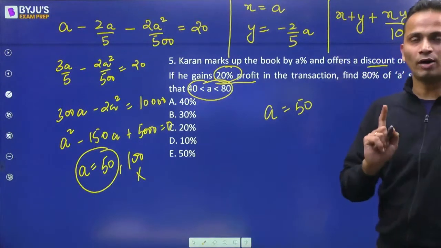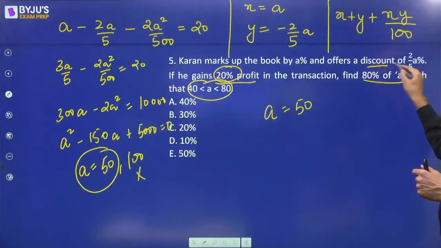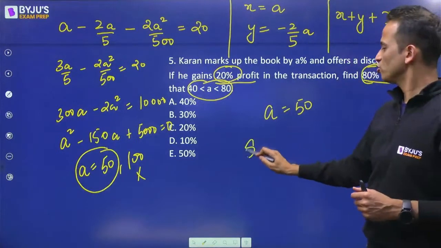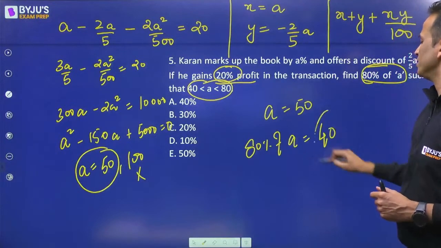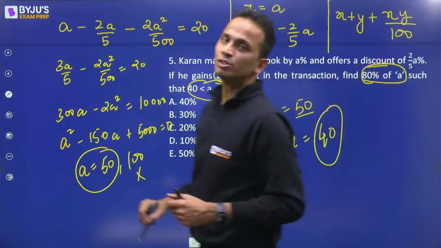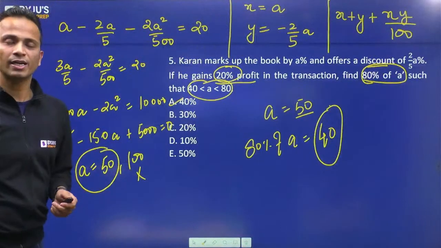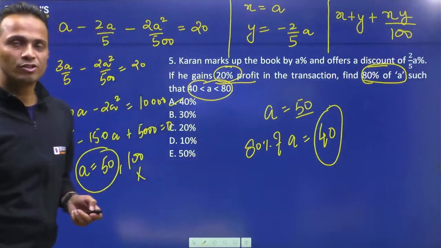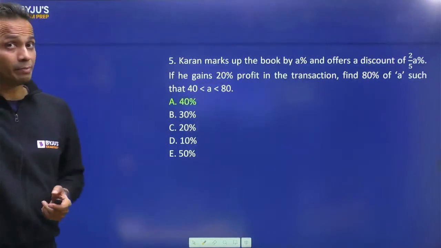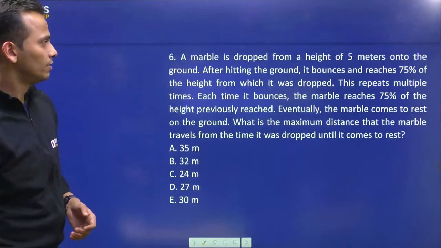Okay. Now I've got the value of a, but I've not got the answer. The question is find 80% of a. So 80% of a is equal to 40. A is 50, 80% of a is 40. So 40, option A will be the correct answer of this question. Okay. Correctly given by 3 of you. Nice, good, keep it up. Let's have a look at the next question. Question number 6.